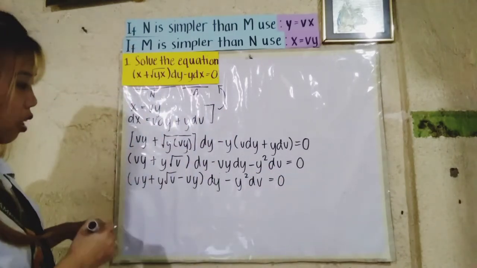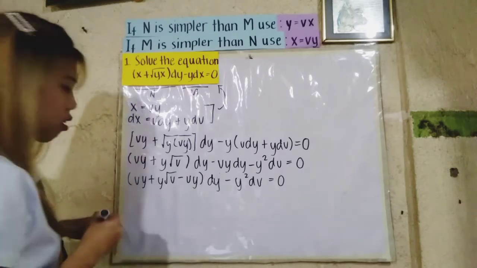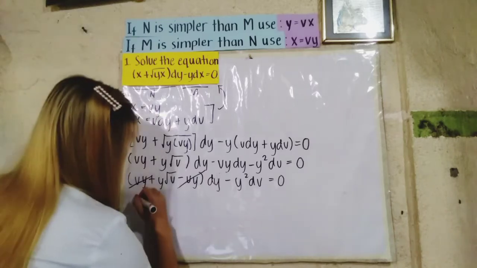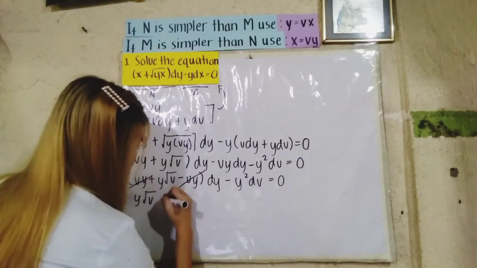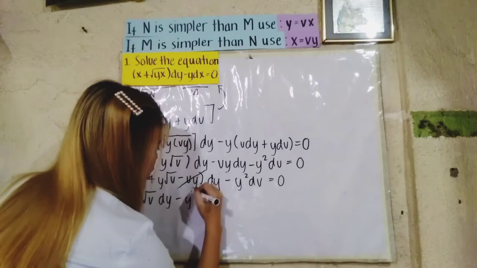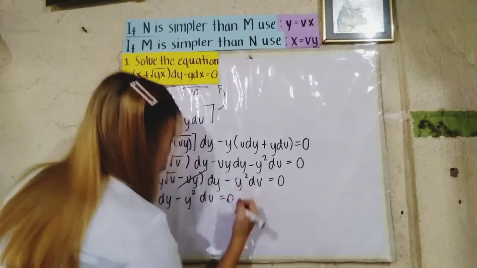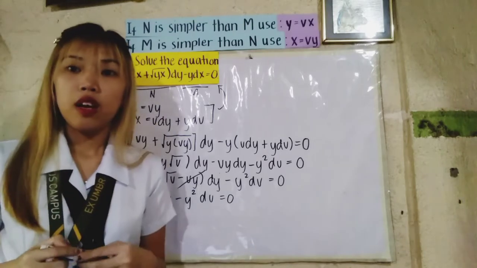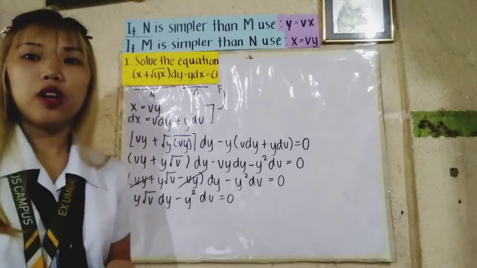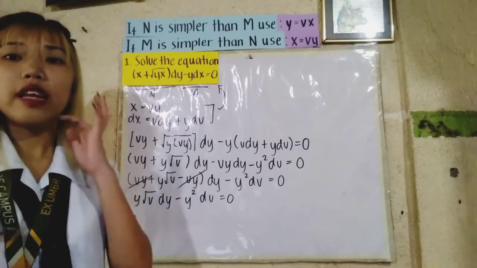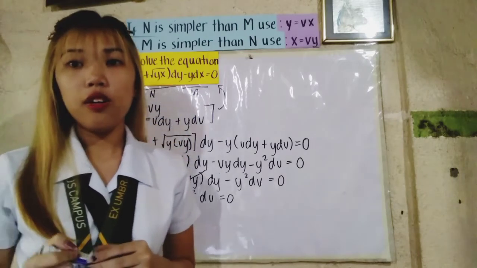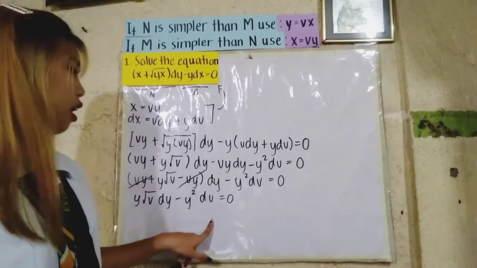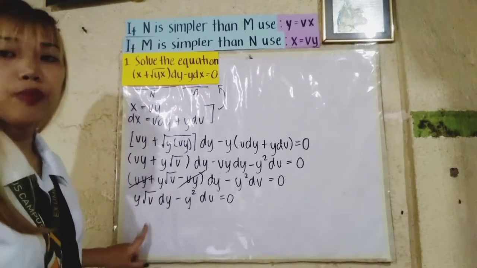So, simplify ulit natin. May makakancel ba? Yes, meron. Itong vy. Cancel out since negative to. May matitira na lang tayong y square root of v dy minus y squared dv equal to 0. So, ayan. Kung mapapansin nyo, yung equation natin is separable variable equation na siya. So, ang next na natin na gagawin is separating the variables. Yung i-group na natin yung term ng v into dv and yung y's into dy.